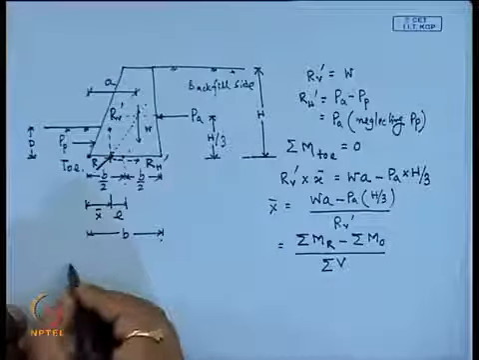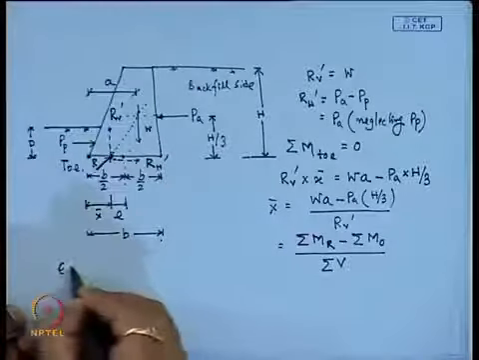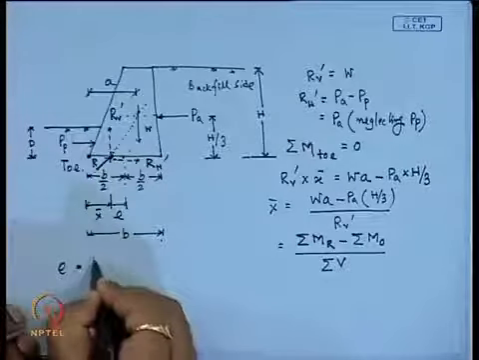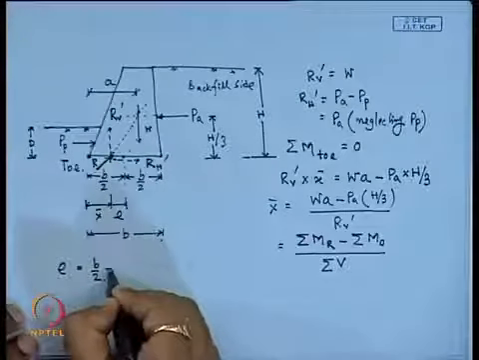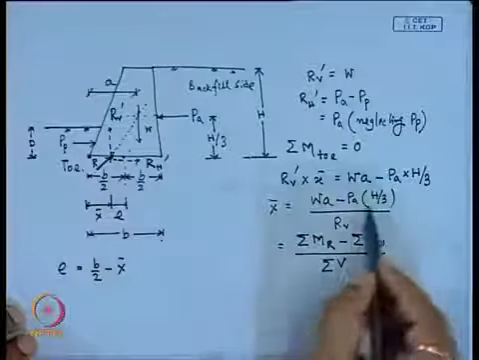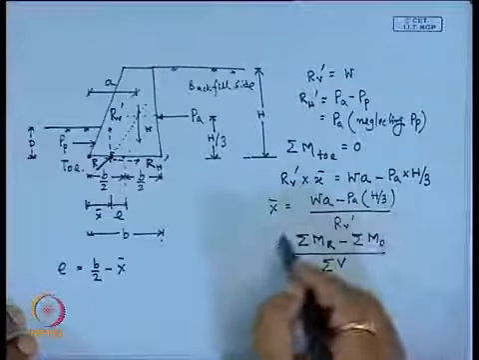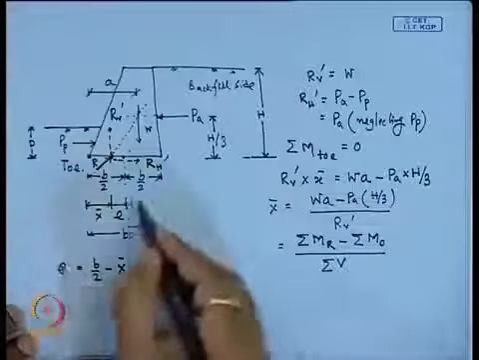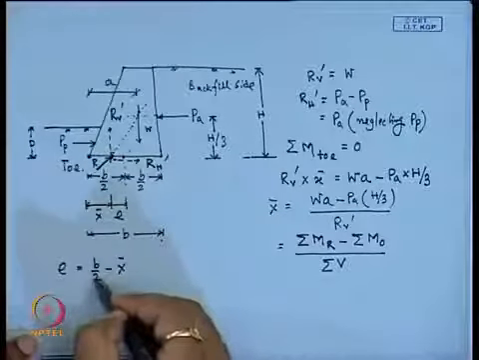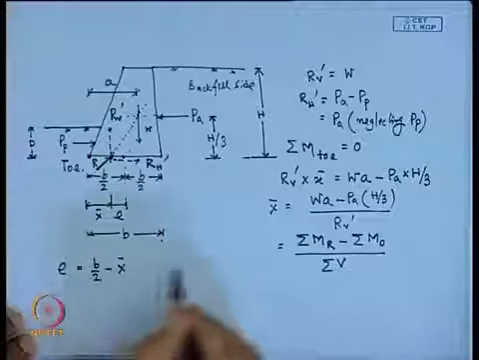So, now we can write that our eccentricity e is equal to b by 2 minus x bar. Once we determine x bar using this expression, we can determine the e value also by b by 2 minus x bar.